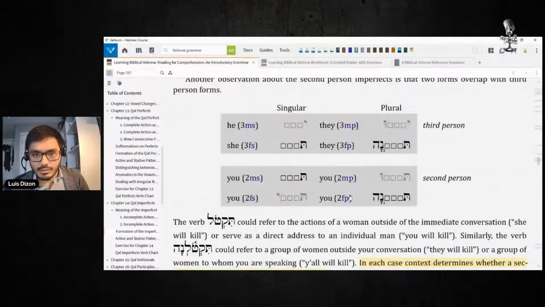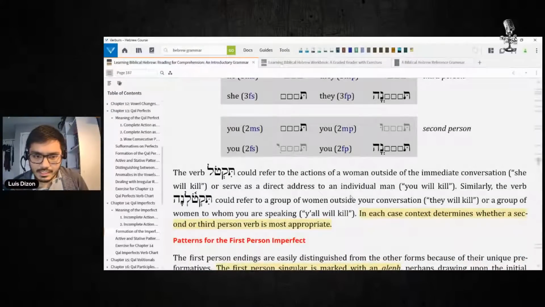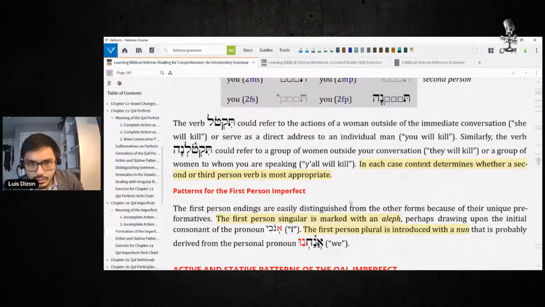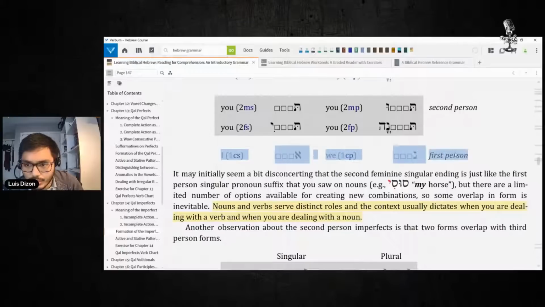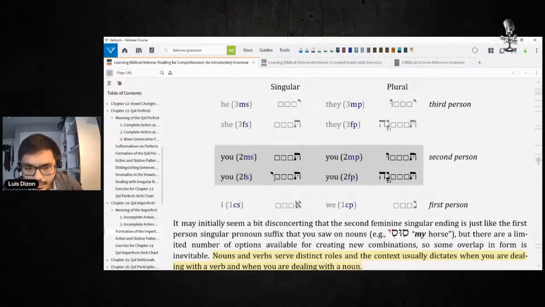Now that's more of the second person. First person. So let's go up here. Eshmor, nishmor. So this is easy because only first person imperfects will have these beginnings. So if it begins with an aleph, you know it's singular. If it begins with a nun, you know it's plural.